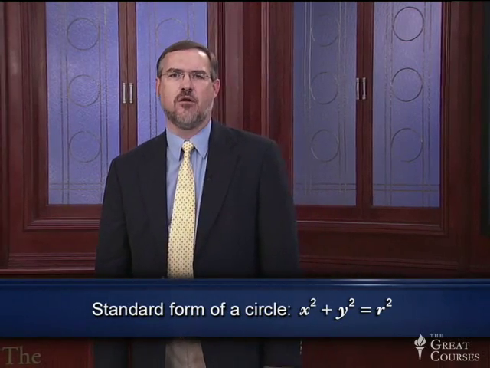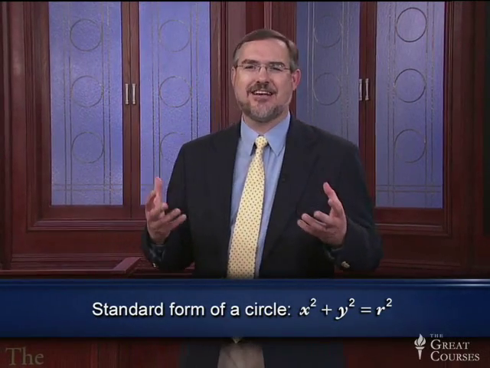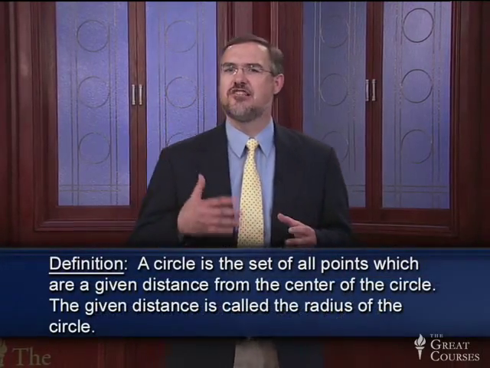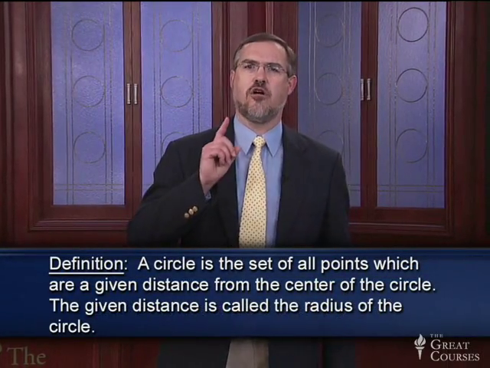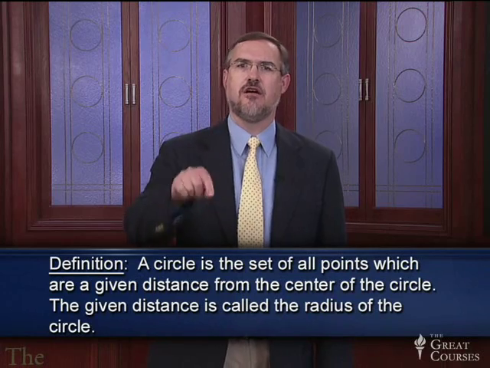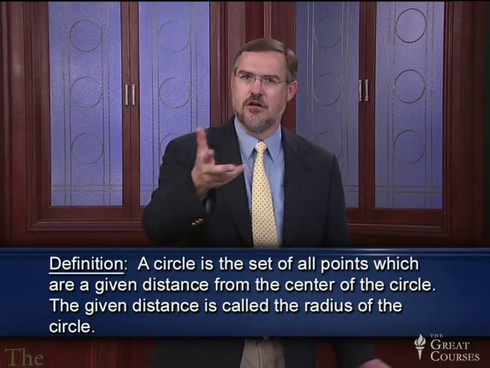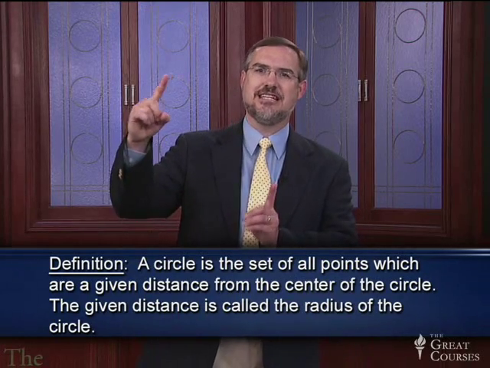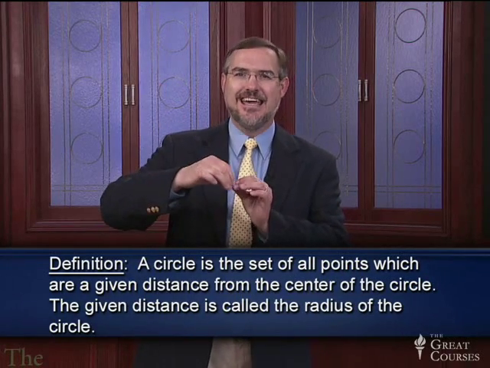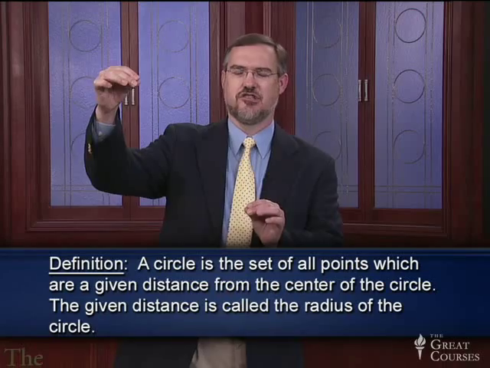where r is the radius of the circle. So, in fact, the conic section definition of a circle is that it's the set of all points which are a specific distance from the special point that we normally call the center of the circle. And the given distance, that special distance, is the radius of the circle.